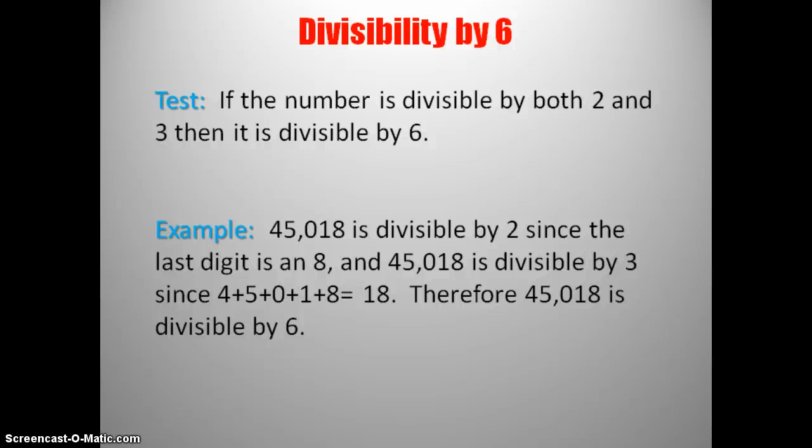Now we have divisibility by 6, and the test here is actually to perform two tests. If you see that the number is divisible by both 2 and by 3, then it is divisible by 6. So in the example, you have 45,018, and that is divisible by 2, since the last digit is an 8. And that number is also divisible by 3, since when you sum up the digits, you get 18, which we know to be divisible by 3. Therefore, we know that 45,018 is divisible by 6, because it works for 2 and for 3.